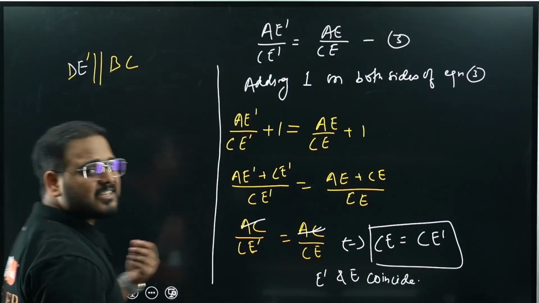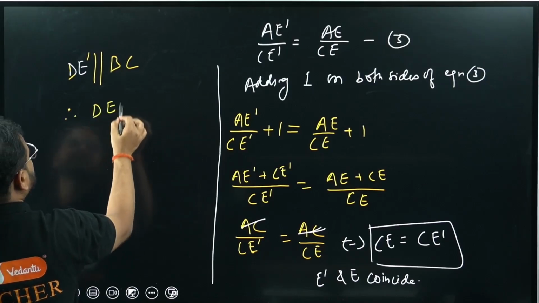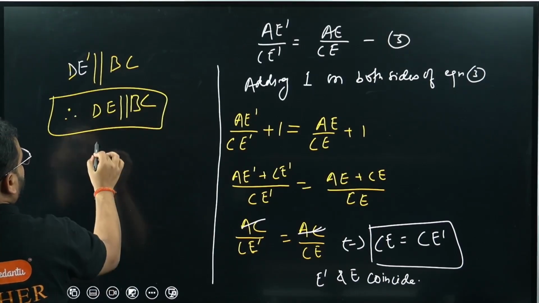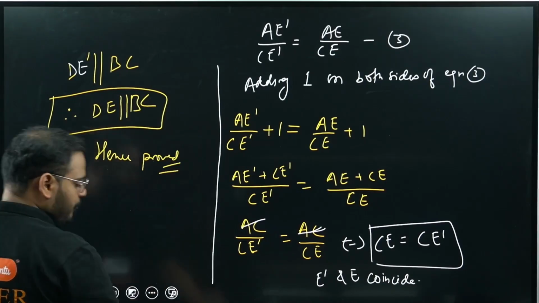But E and E dash coincide, it means what? Similarly, we can get, therefore, DE is parallel to BC. And this is what our proof was. So hence, proved, sir. The statement that we're looking for, what was the statement?